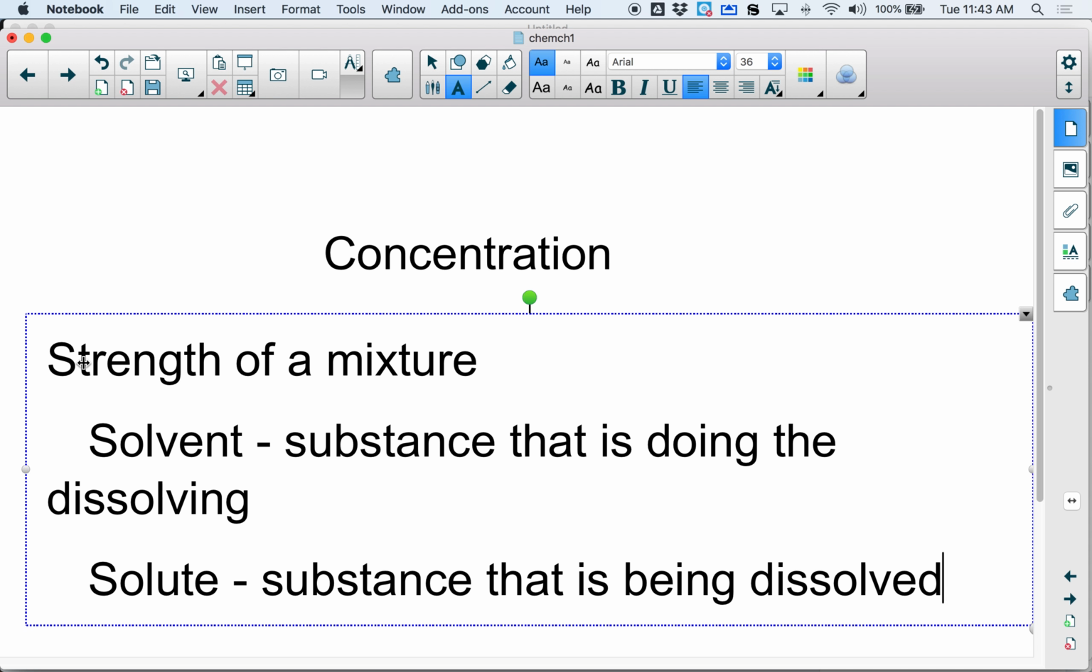If you've ever made Kool-Aid, you've made a solution. What would be the solute? Sugar. Like the sugar and stuff. What would be the solvent? Water.